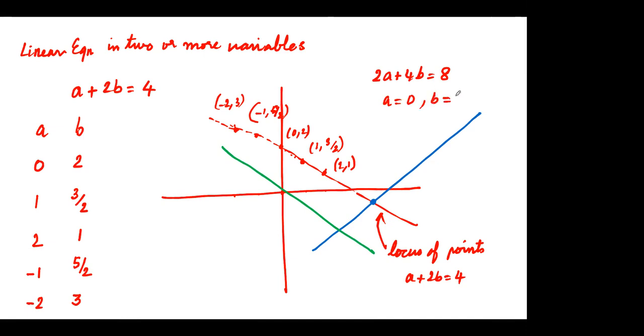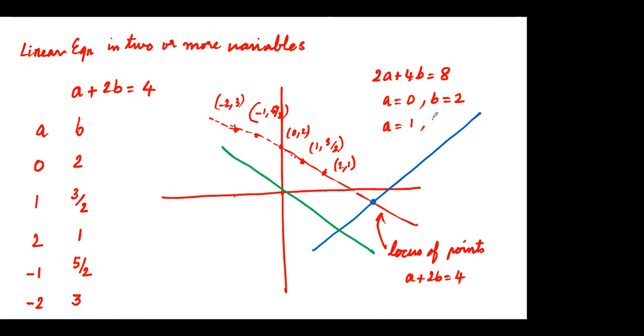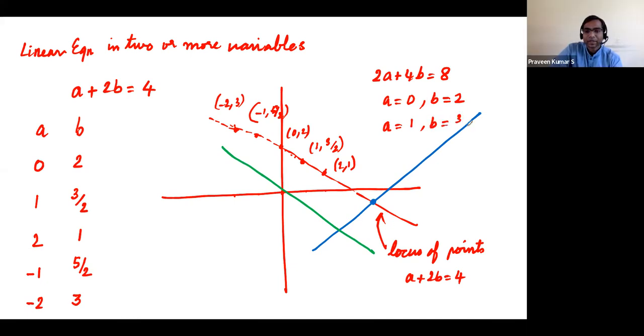B will be 2. Okay, if a was 1, then 3 by 2, again b will be 3 by 2, and so on. So if you see, just by multiplying this entire set of equation, that is a plus 2b is equal to 4, if you just multiply it with any number.